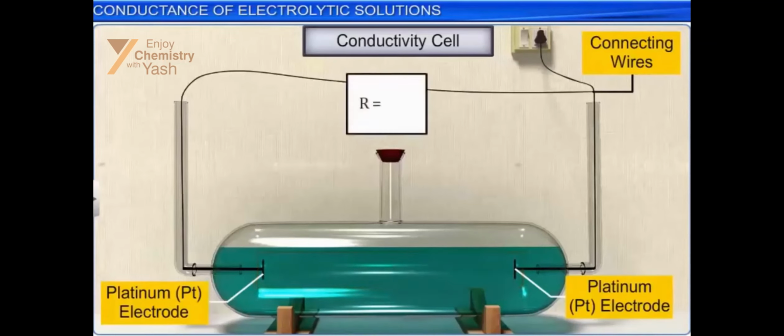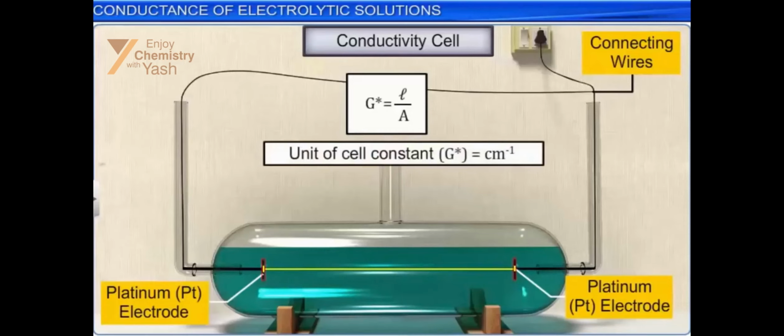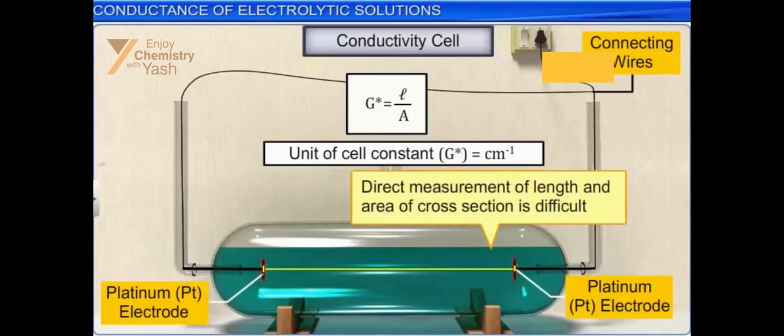The cell constant, G star, depends on the distance between the electrodes and their cross-sectional areas. G star is equal to L divided by A. The unit of cell constant is per centimeter. If we know the length and the area, we can calculate the cell constant directly. However, direct measurement of the length and area of cross-section of the electrodes are both difficult and unreliable.